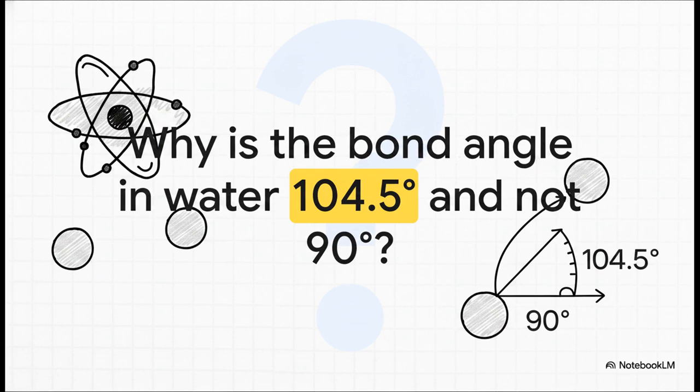So if oxygen just used 2 of its p orbitals to bond with hydrogen, you would demand that the angle in water be exactly 90 degrees. But we can go measure it, and it's not. It's 104.5. So our simple picture just fell apart.